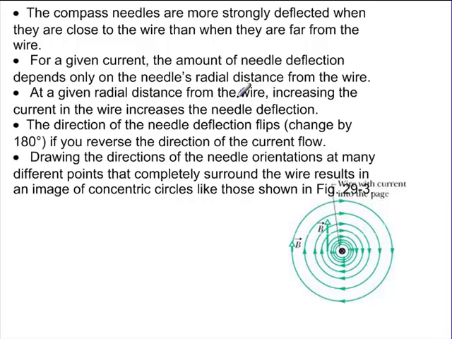At a given radial distance, increasing the current increases the needle deflection. In other words, the magnetic field is going to depend on the strength of the current. If we flip the direction of the current, the needle will also flip its direction of deflection. So if we draw directions of needle orientations at many different points all around this, we get concentric circles with the field being stronger in the center. That's why the lines are drawn closer together, and weaker on the edge.